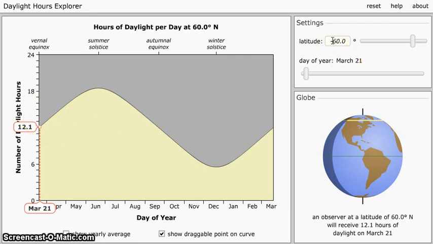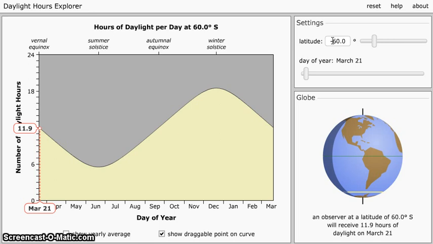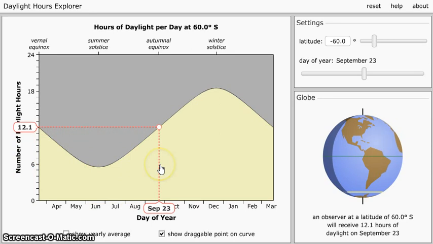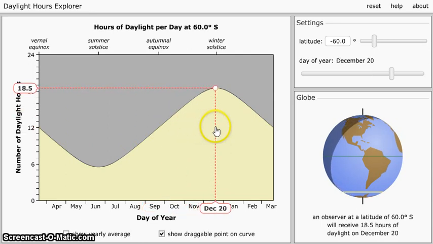Let's flip it to the southern hemisphere. Okay, and you basically get the opposite. March 21st, you have 11.9 hours, so that's basically 12. And then the June solstice for the southern hemisphere is actually their shortest day of the year, only 5.5 hours of daylight. The September equinox, about 11.9 hours of daylight. That's basically 12. The December solstice, this is going to be their longest day of the year. Okay, 18.5 hours of daylight. And if you notice the 60 degrees north versus 60 degrees south, you'll notice that your data is basically flip-flopped. Do not forget to calculate the range and record it.